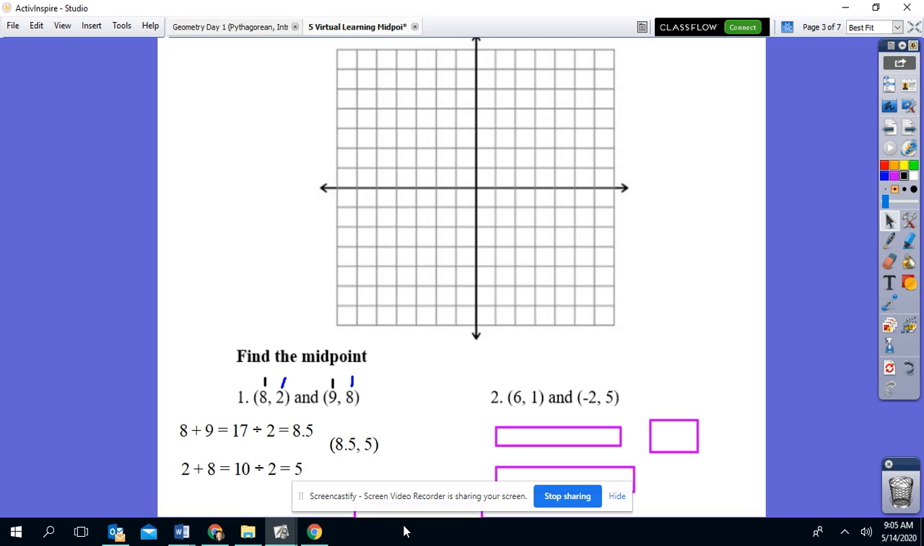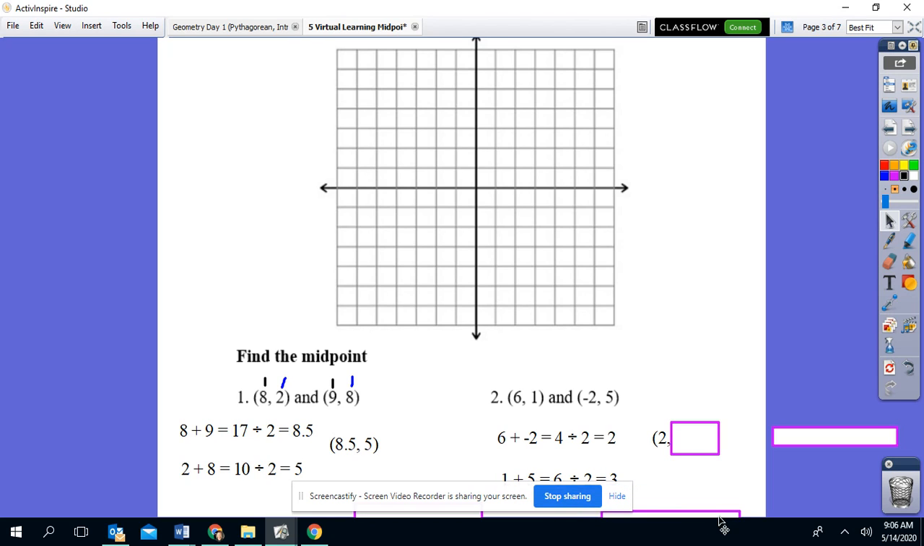Pretty simple, right? All right, let's look at the next example. We've got a 6 and a negative 2. Those are our x's. You always do those first. So 6 plus negative 2 takes us to 4. 4 divided by 2 drops us down to 2. So the x part of my answer would be 2.